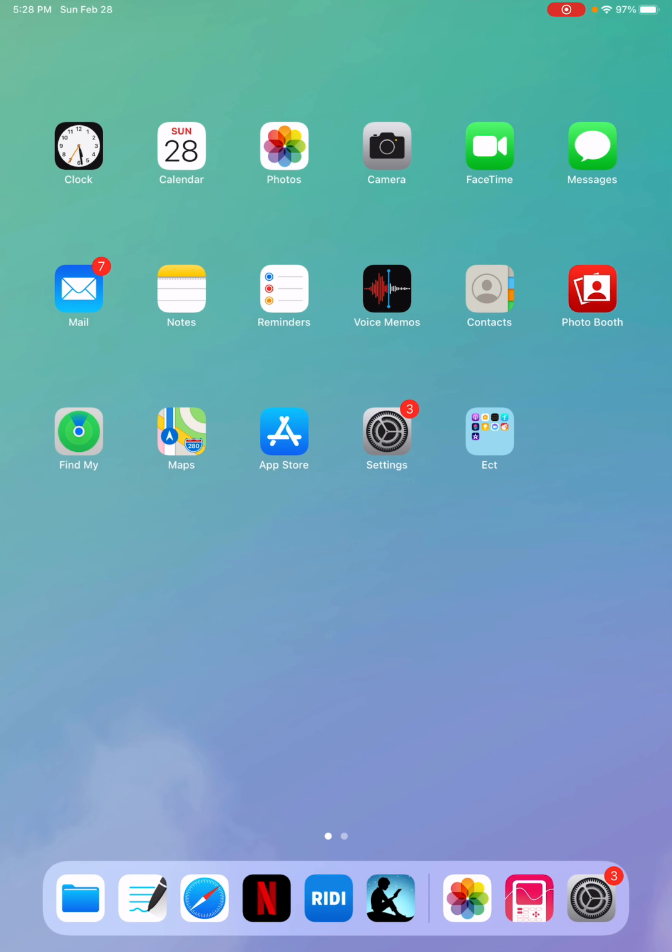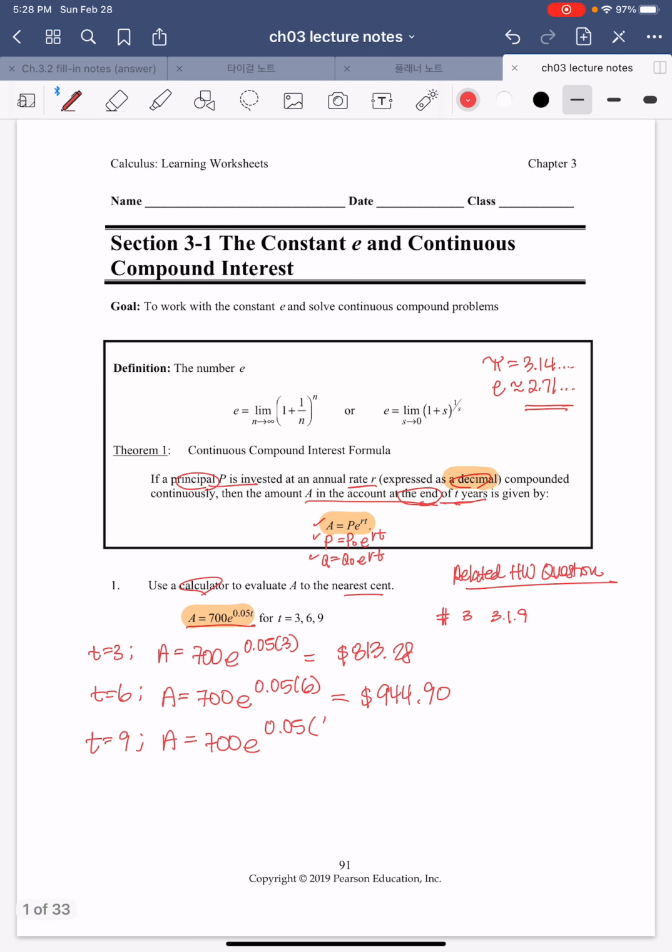$1,970.82, rounding to the nearest cent. Okay, and that's it. Now, sometimes they may ask you to find out the t with a given. Sometimes they may ask you to find out the rate. So these variables can change. They can give you A, P, T, and then ask you to calculate R, or they can give you P and A and R, and then ask you to calculate T. So make sure you plug it into the correct variable for the value.